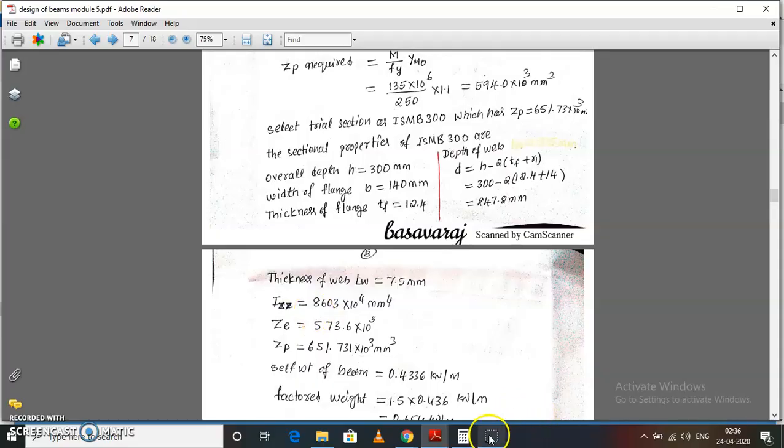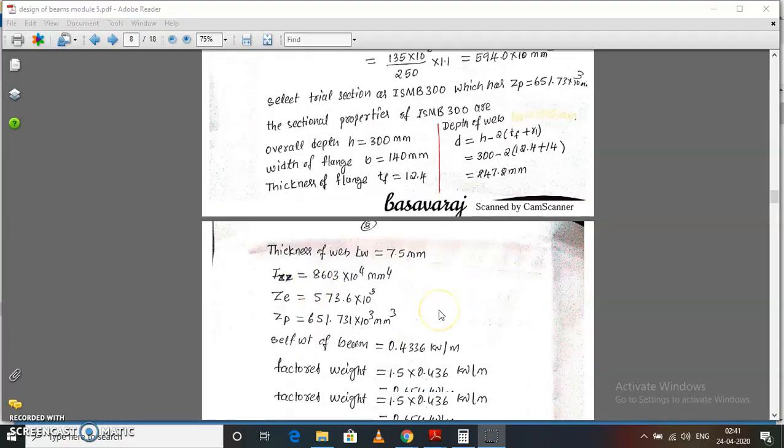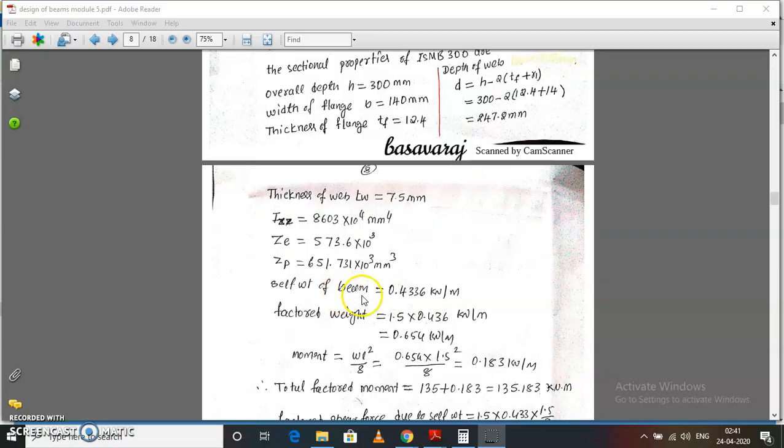Now, the next step: weight of the beam is 0.4336 kilonewton per meter. This value is again noted down from the steel table. You can check the value. Now factored weight is multiplied by a factor of 1.5. So factored load is 0.654 kilonewton per meter. Now bending moment due to the self weight of the beam is W L square by 8, 0.183 kilonewton meter.